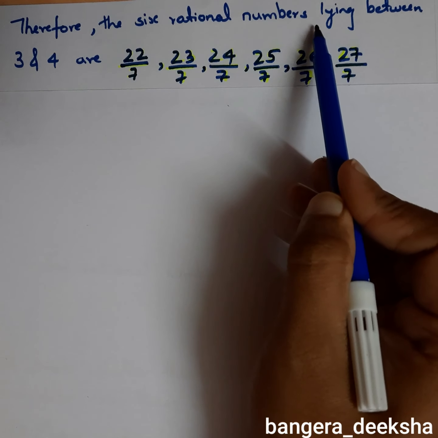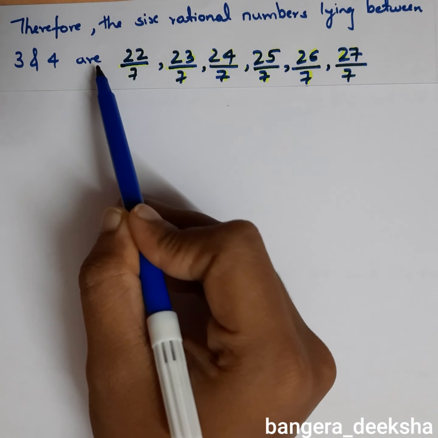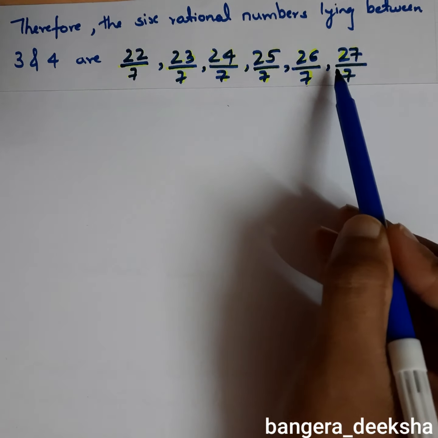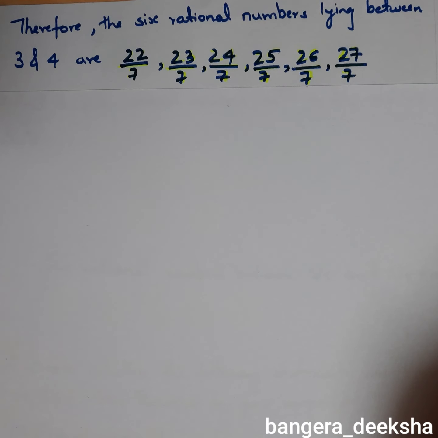If you notice here, the next number would be 28 by 7. They are asking us to find the numbers lying between, so we can't include 28 by 7 and we can't include 21 by 7. We should find numbers exactly lying between these two numbers. So these are our 6 rational numbers. So we'll go to the next question.